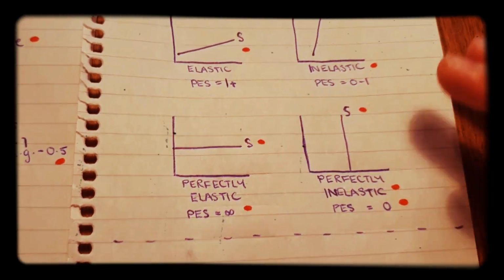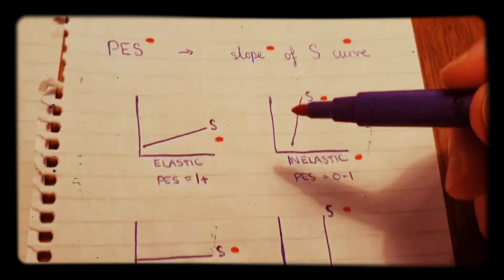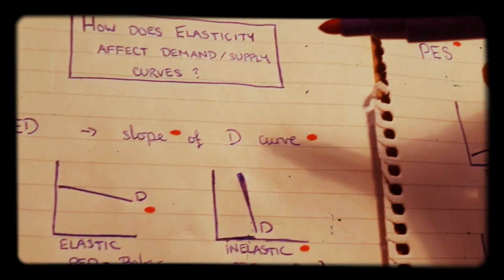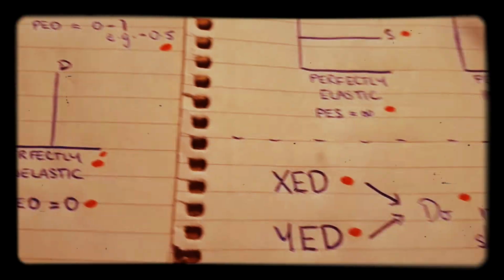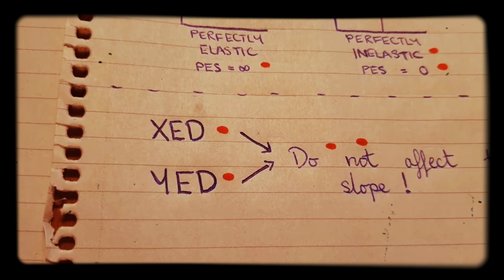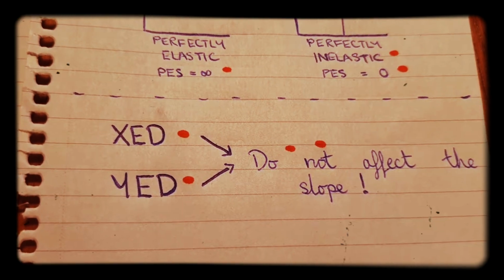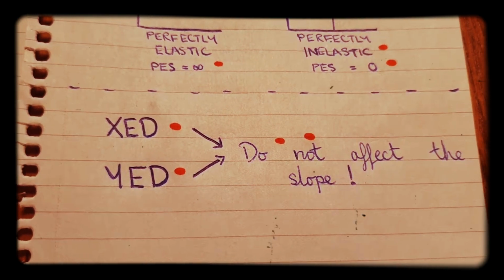Just remember, if you're affecting the slope of the supply or demand curve, it's either PES or PED. The other two should not affect the slope of the demand or supply curve when you're drawing these diagrams.